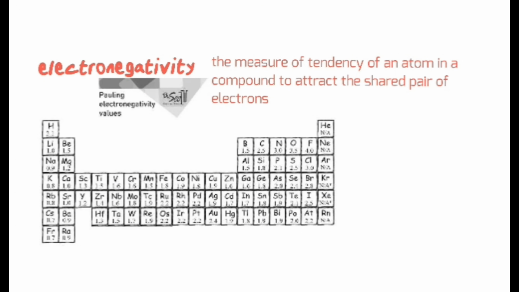So first up, I have defined what electronegativity is. Because this is a new topic for grade 11, it is important that you know how to define electronegativity. It is the measure of the tendency of an atom in a compound to attract the shared pair of electrons, or you can say to attract the bonding pair of electrons, as per your examination guideline.